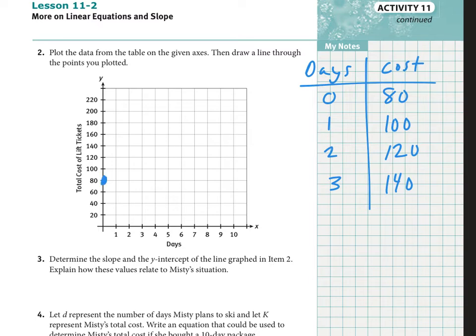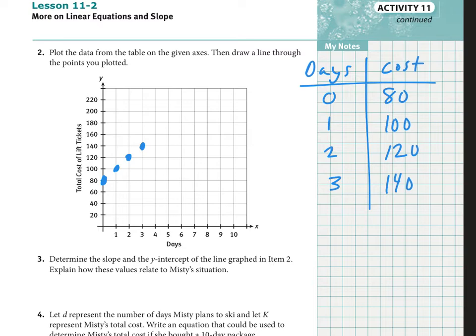At 0 days, we're paying the 80. So the 80 is kind of like a starting point, okay? That's actually going to become our y-intercept. At 1 day it was 100. At day 2 it was 120. Day 3 it was 140, and so on.